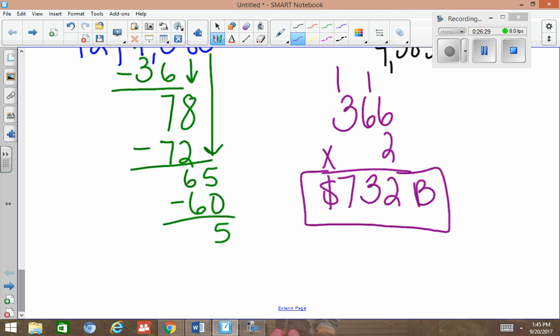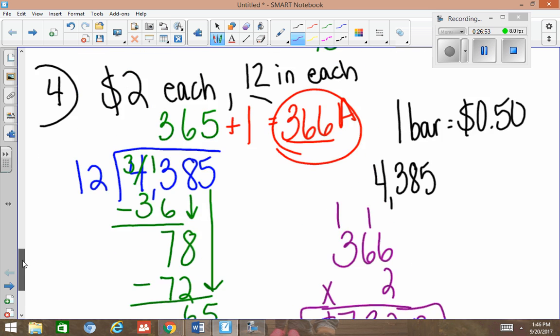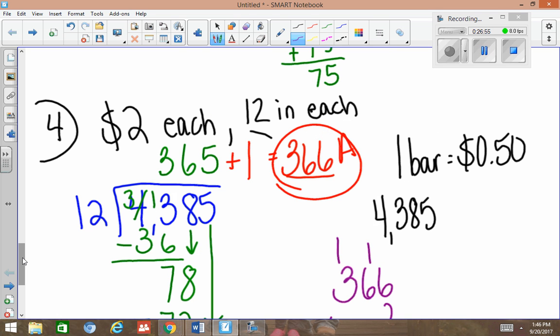How much money did he make after he sold 4,385 granola bars? Oh, my goodness. Okay. So, Jackson, first, how much did he spend? 732. This is how much he spent, right? Because he had to buy those granola bars. How much does each granola bar cost? 50 cents. Remember, at the beginning it said 1 bar was 50 cents? Okay, think back. How many bars did he sell?